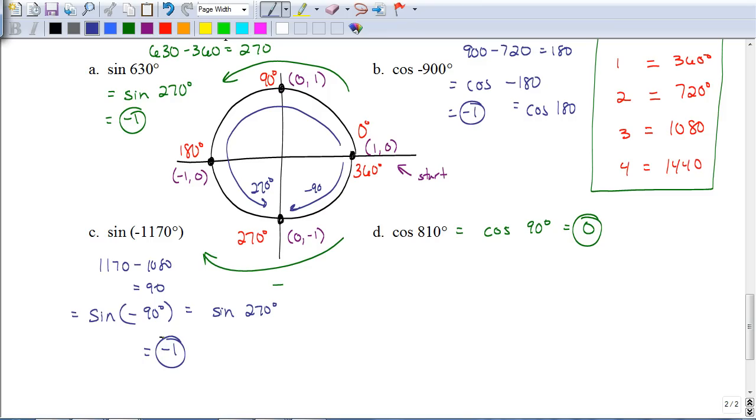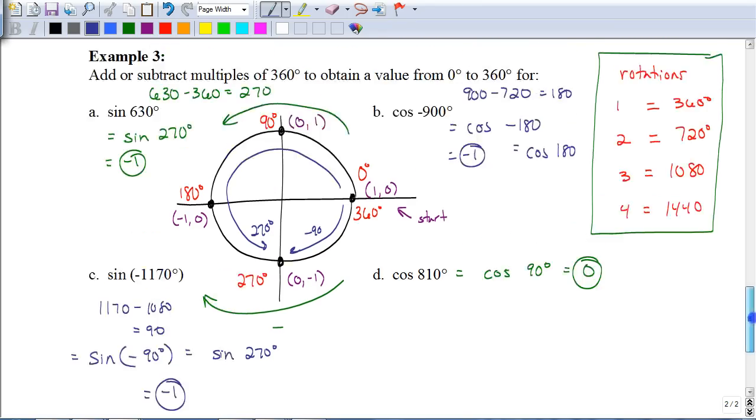So that's the unit circle. So this section here introduces the unit circle.